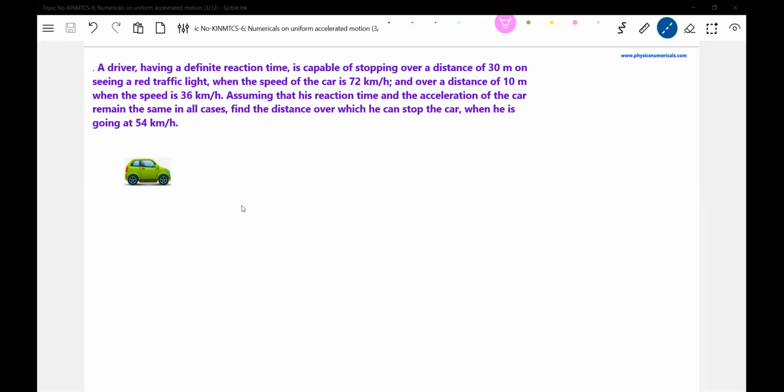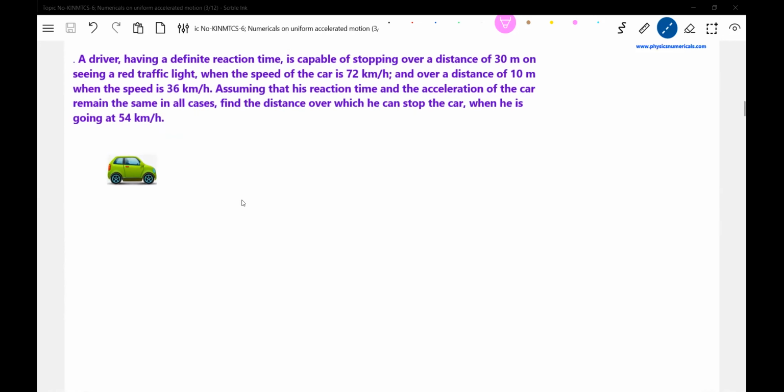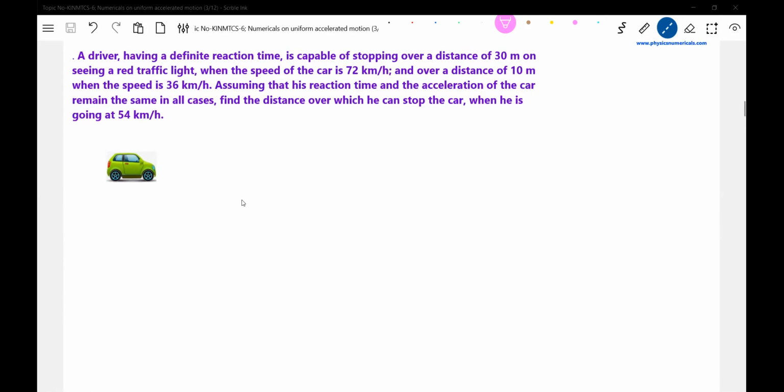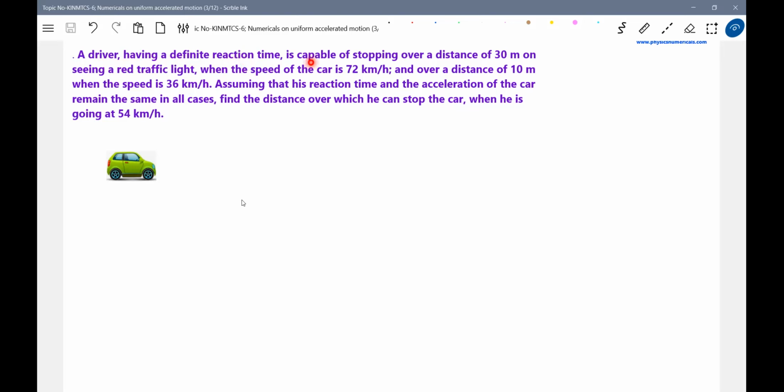Okay, now we'll have the next problem. Let me read the question for you. A driver having a definite reaction time is capable of stopping over a distance of 30 meters on seeing a red traffic light when the speed of the car is 72 km/h. Fine. And over a distance of 10 meters when the speed is 36 km/h. Assuming that his reaction time and the acceleration of the car remain the same in all cases, find the distance over which he can stop the car when he is going at 54 km/h.